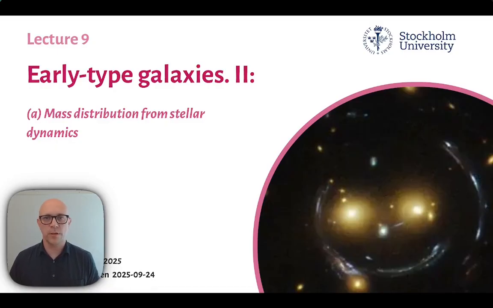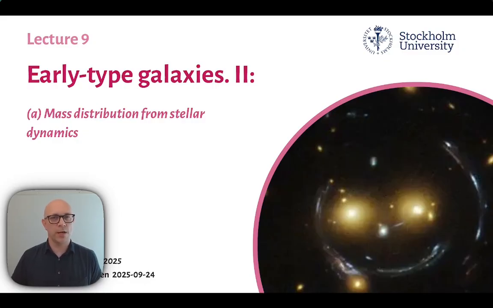As usual, this one comes in 3 parts. The first 2 parts are both about the mass distribution inside early type galaxies and how we can infer it from observations. And in the last part, we are going to revisit scaling relations, this time, of course, with a focus on early type galaxies.